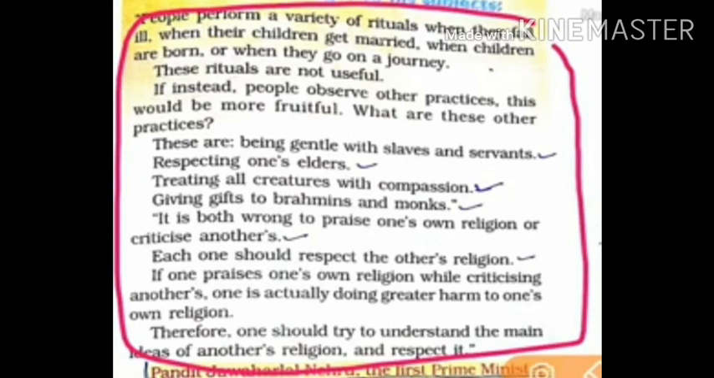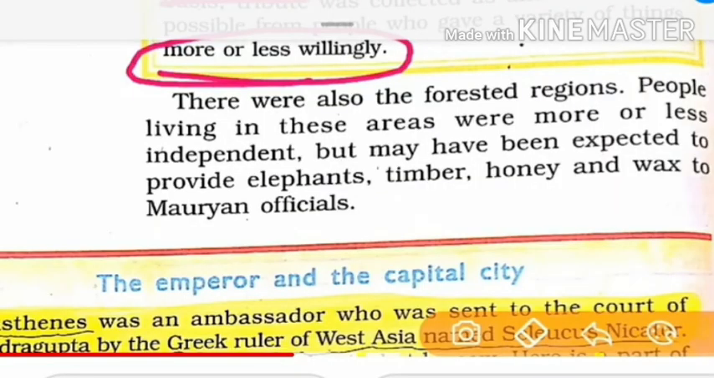Ashoka got his messages inscribed on rocks and pillars, instructing his officials to read his message to those who could not read it themselves. Ashoka's messages were: be gentle with slaves and servants, respect one's elders, treat all creatures with compassion, give gifts to Brahmins and monks. It is wrong to praise one's own religion and criticize another's. Each one should respect the other religion.